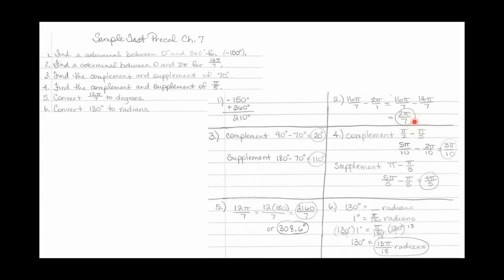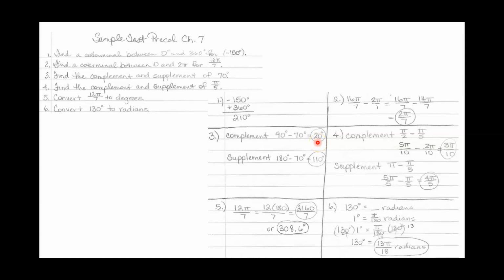All right, then 3 and 4 ask us to find the complement and the supplement. Remember that complements are two positive angles that add to be 90 degrees or pi over 2, and supplements are two positive angles that add to be 180 degrees or pi. So if I want to find the complement, I'm going to do 90 minus the angle that they give me. So 90 minus 70 was 20.